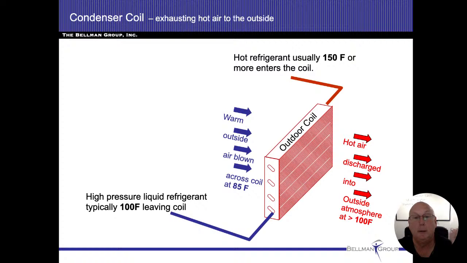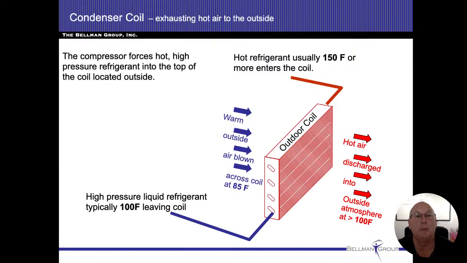High pressure liquid, because we raised the boiling point, leaves there at 100 degrees. So the skinny line is going to be warm to the touch. For the suction line, remember that 150 degrees is directly after the compressor. Before the compressor, it's 50 degrees. So what I'm going to be able to feel is the suction line on the outside that's 50 degrees, and the liquid line on the outside is typically 100 degrees.